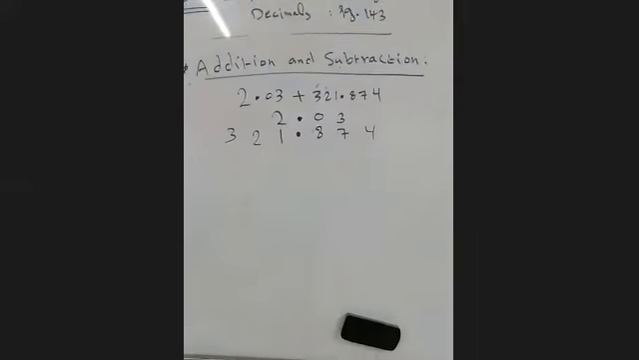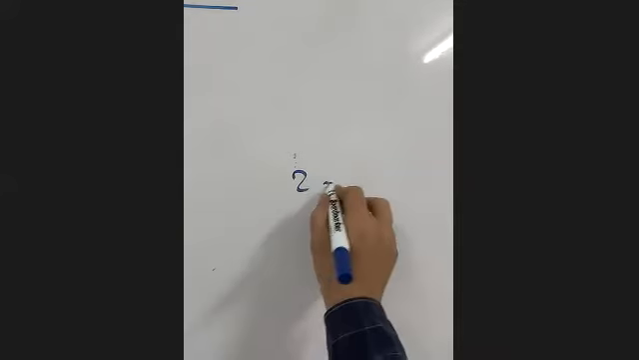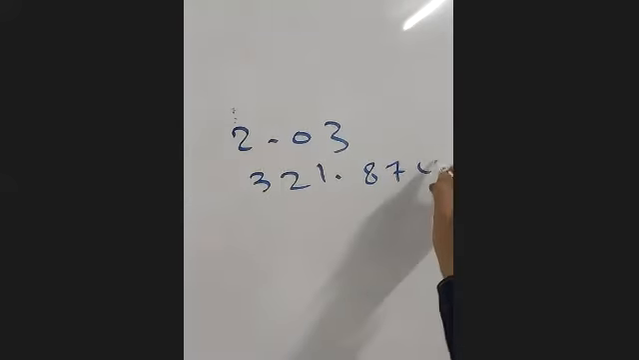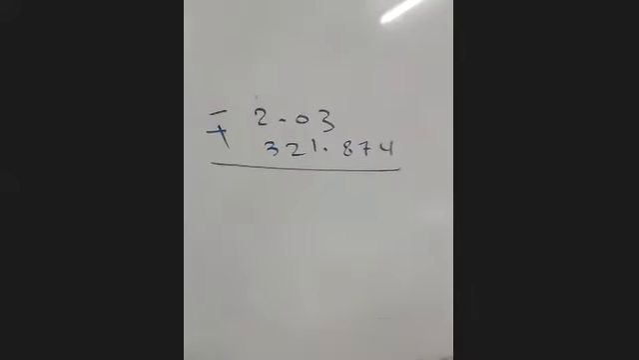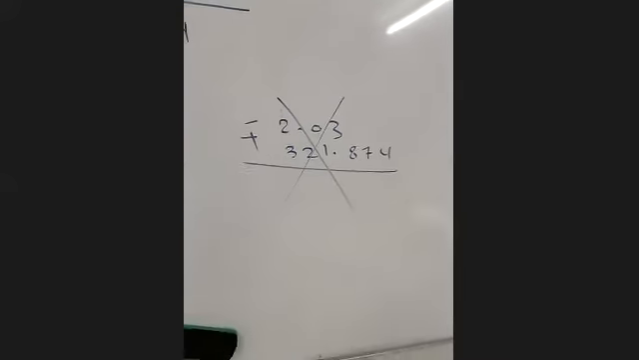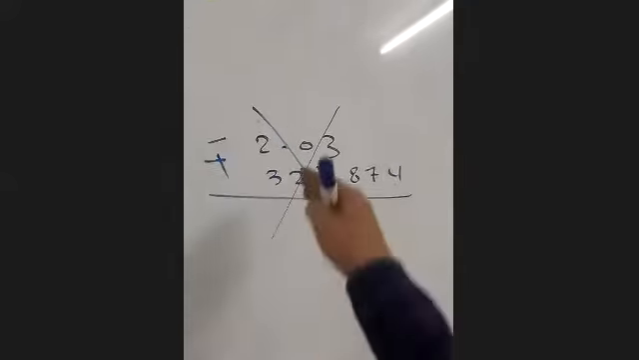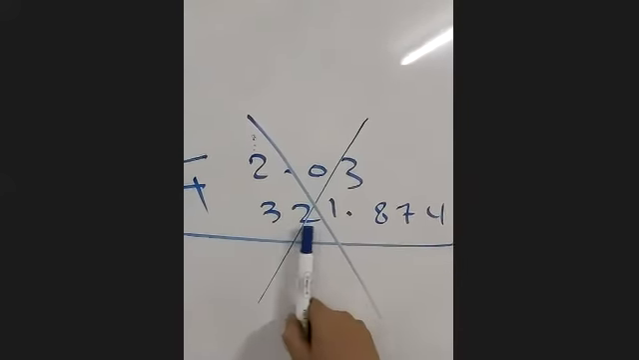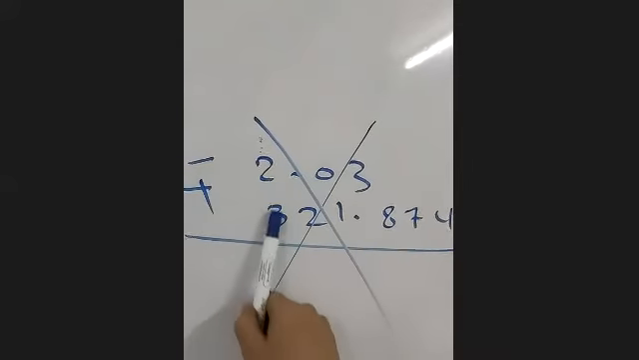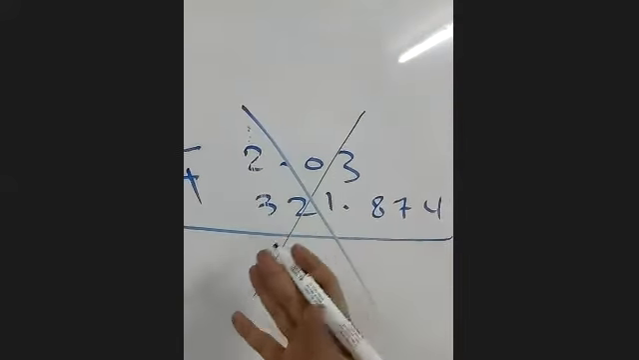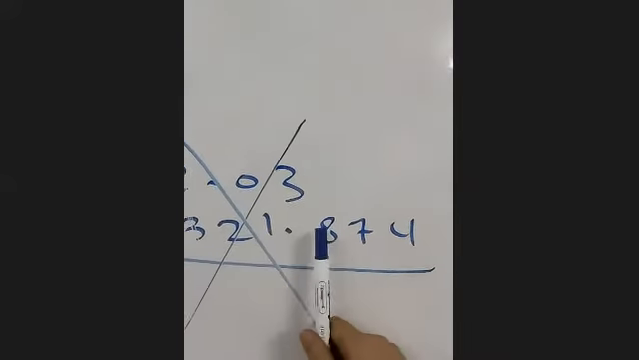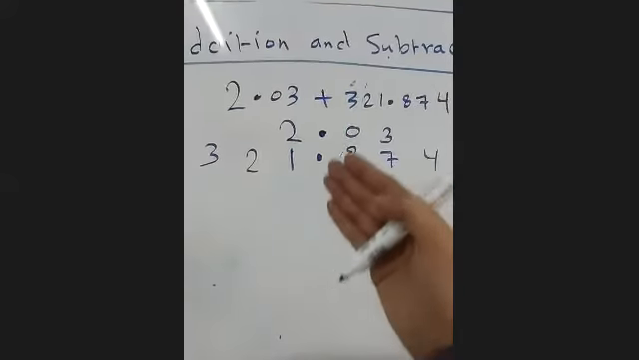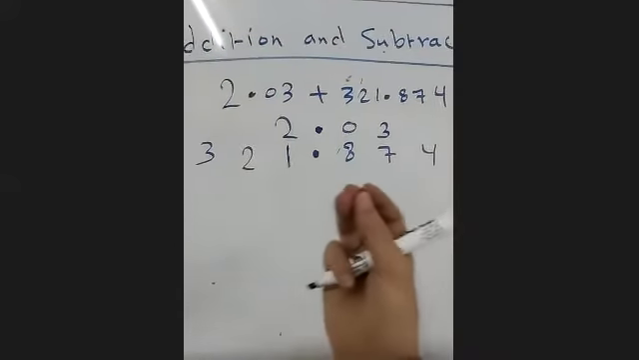874. This way. Do not align like this, 2.03 and 321.874. Do not align like this in addition or subtraction. This is wrong. Okay? Because the decimals are not over each other. For example, here the 2 is ones and the 3 is tenths. The 2 is ones, so tenths over ones is not correct. Here the 0 is tenths and the 8 is tenths. Look, so it's not correct. So you need to align in order so your answers will be correct.